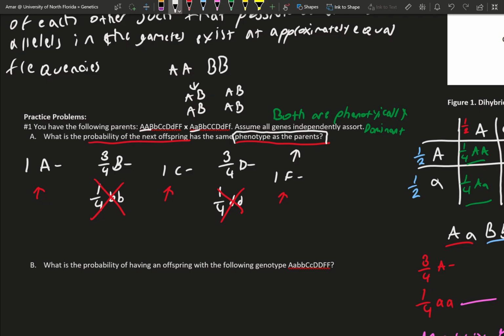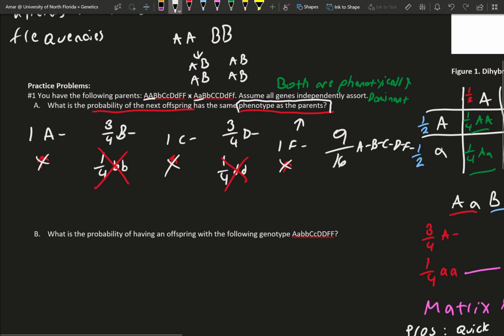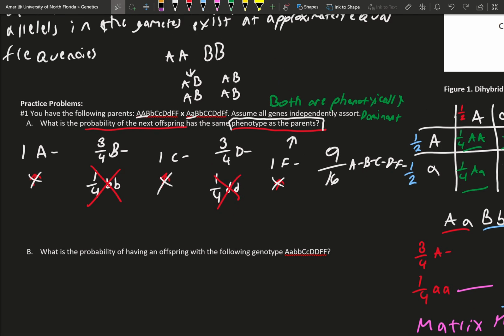So 1 times 3/4 times 3/4, and we're going to ignore the C, the A and the F because they're all 100%. So 3/4 times 3/4 leads us to a 9/16 chance of getting an individual that is big A whatever, big B whatever, big C whatever, big D whatever, and big F whatever. So basically that's all you have to do in that situation. Whenever you have something like that, and we're going to go over this in part B as well.